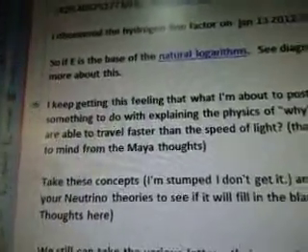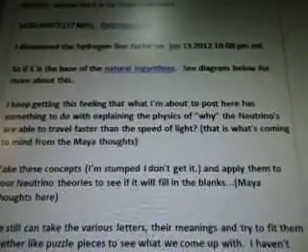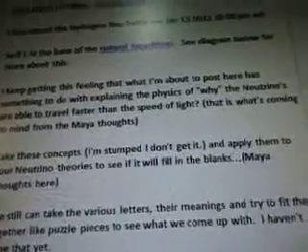I keep getting this feeling that what I'm about to post here has something to do with explaining the physics of why the neutrinos are able to travel faster than the speed of light. That is what's coming to mind from the Maya thoughts. Take these concepts, I'm stumped, I don't get it, and apply them to your neutrino theories to see if it will fill in the blanks.